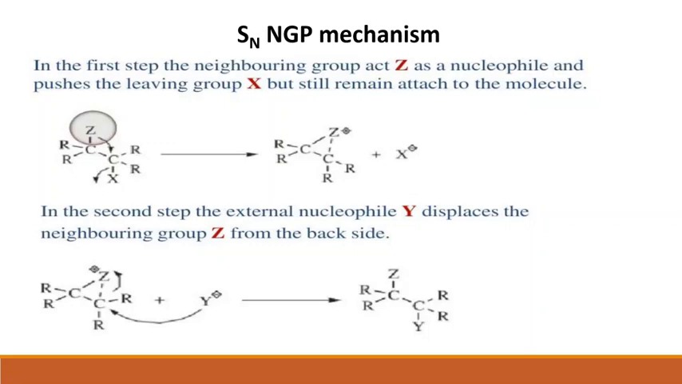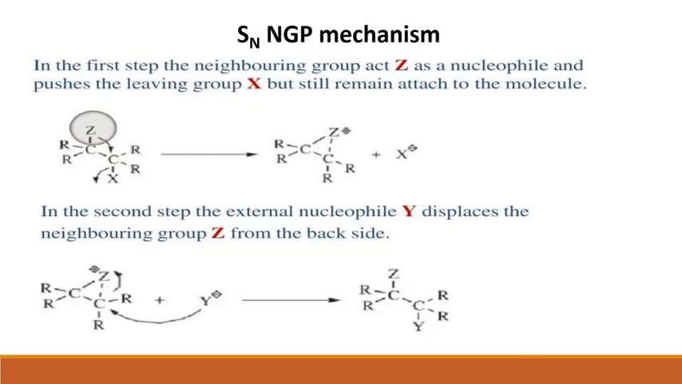The mechanism we can explain in this slide. In the first step, the neighboring group, that is Z, acts as a nucleophile and pushes out the leaving group, that is X, but still remains attached to the molecule. That means the X leaves but not the Z. Z will remain in the molecule.